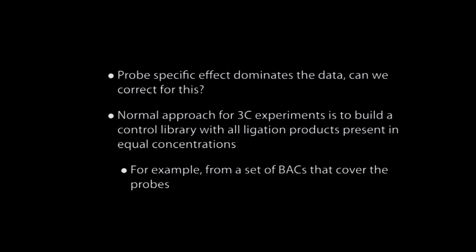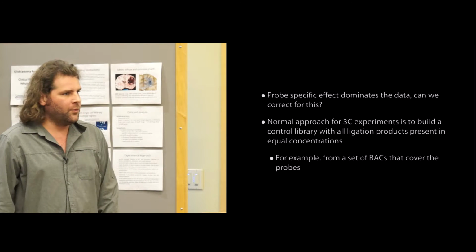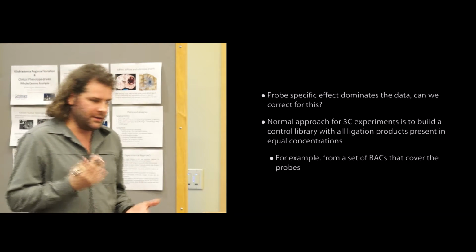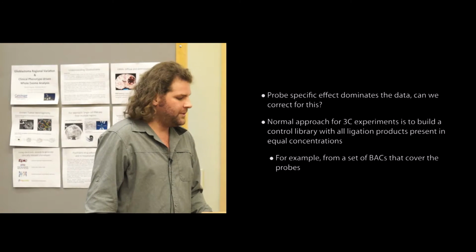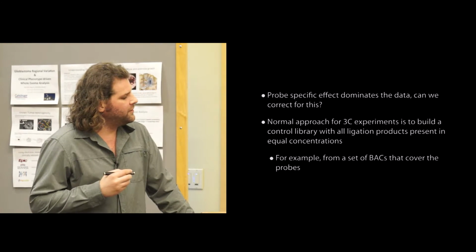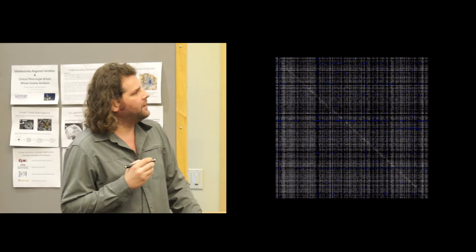One question you might ask is, can we correct for this experimentally? And so for 3C experiments, a classic way of doing this would be to try and use a control library from perhaps a set of BACs, do the experiment on that, and then whatever variation you see should not be associated with biology. And you can do this for 5C at least, and get something like this that has substantial bias.